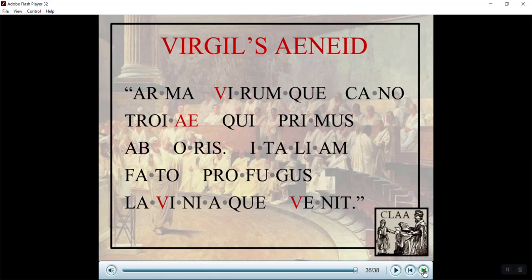Arma virumque cano, Troiae qui primus ab oris, Italiam fato profugus Laviniaque venit. That is classical Latin.